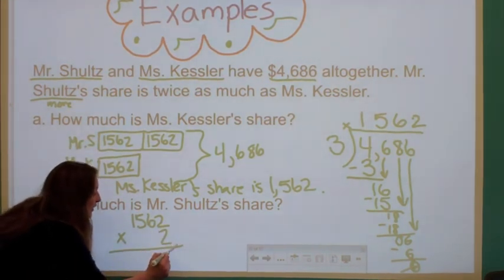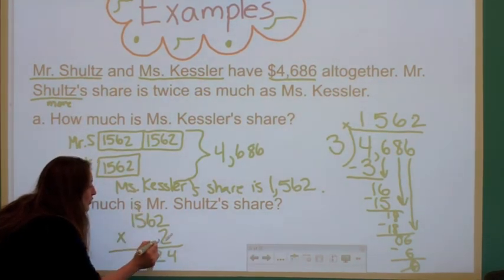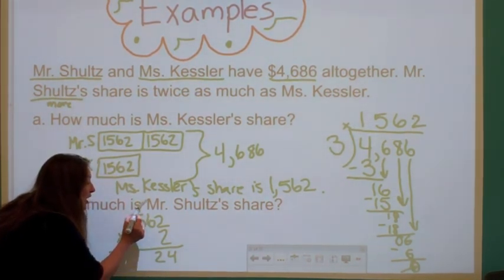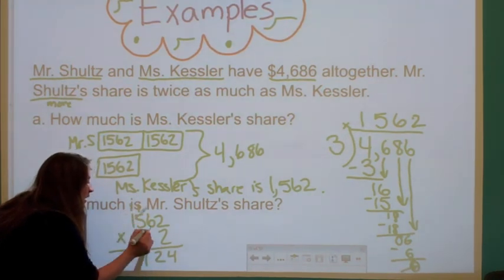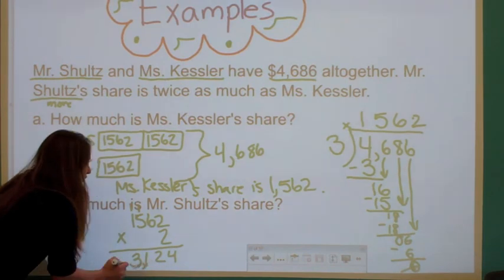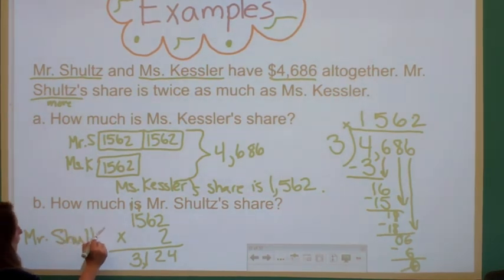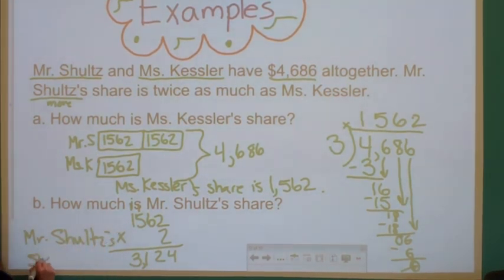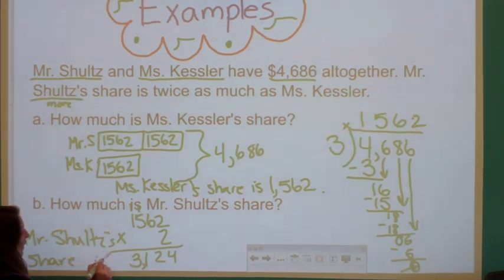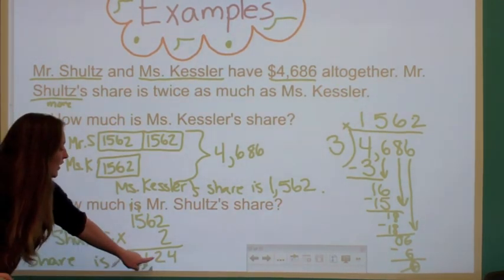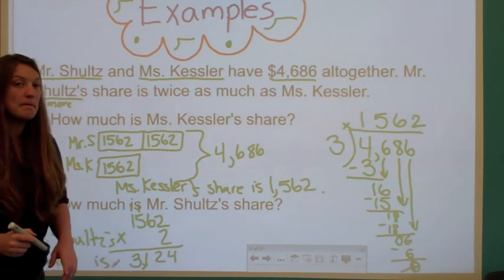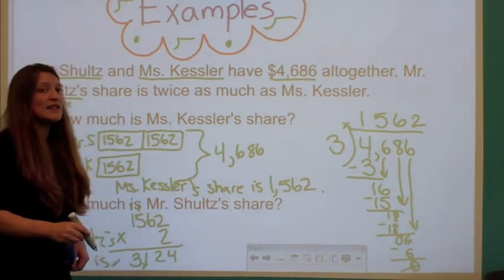2 times 2 is 4. 2 times 6 is 12. 2 times 5 is 10, plus 1 is 11. And 2 times 1 is 2, plus 1 is 3. So Mr. Schultz's share is 3,124.